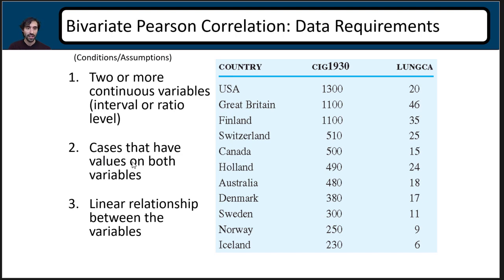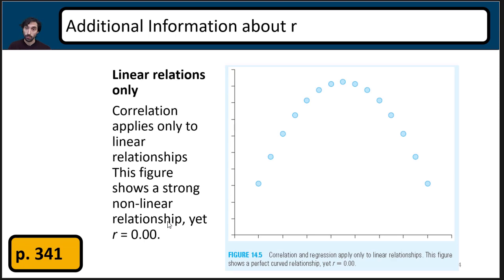All right, next, our second assumption is cases that have values on both variables. So yes, there are values for both variables throughout all of the observations. And then third, that there's a linear relationship between the variables. We'll go further into that, because linear relationships can also look very different.